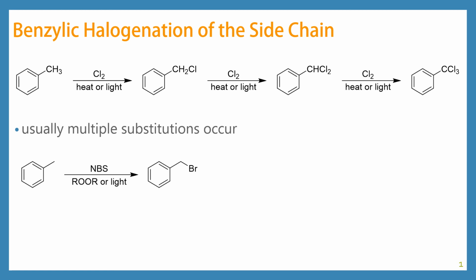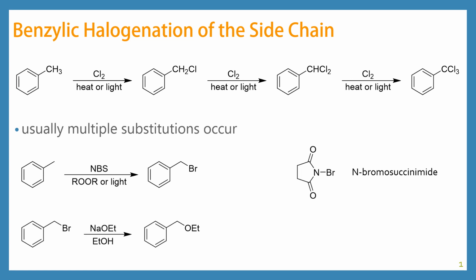If you would like to control the halogenation, using N-bromosuccinimide or NBS is a better way to do it. Using NBS and dialkyl peroxide or light, you can actually put a single bromo group onto the benzylic position. And this is really valuable because then you can do further reactions at the benzylic position, such as reacting with sodium ethoxide and doing an SN2 reaction in order to create an ether.